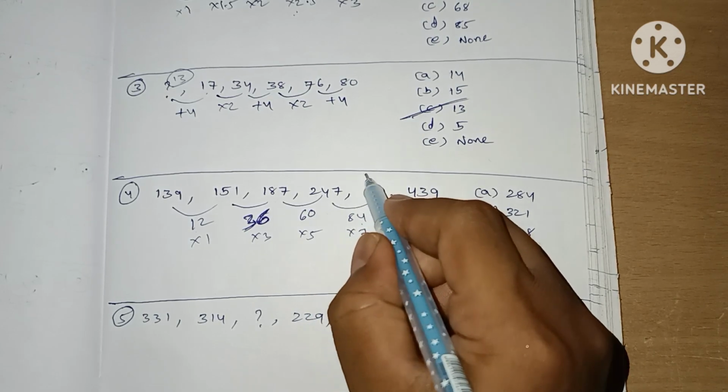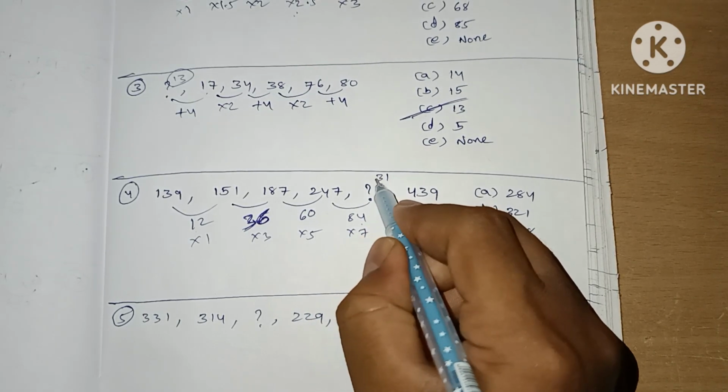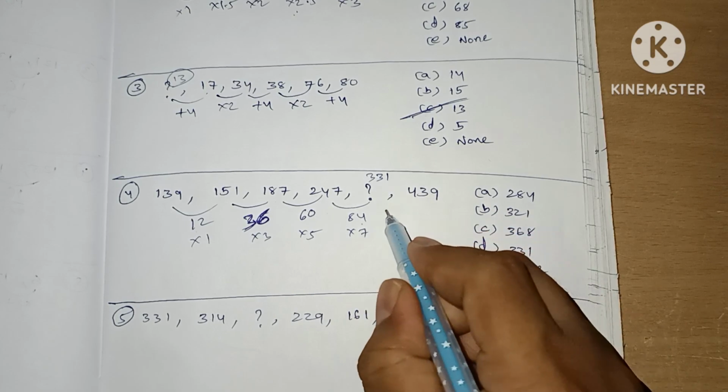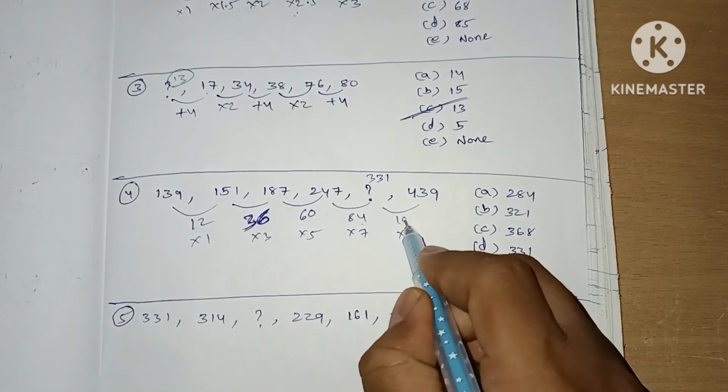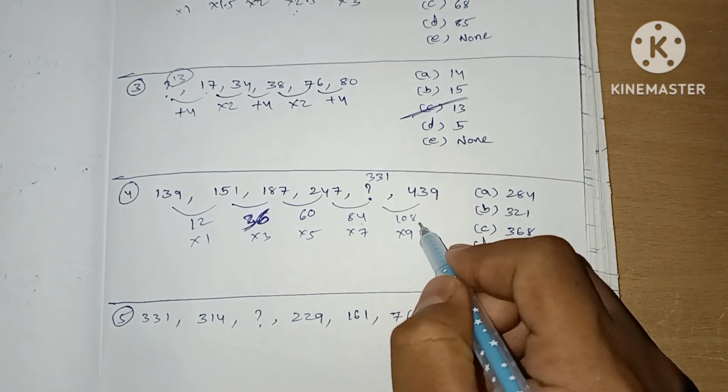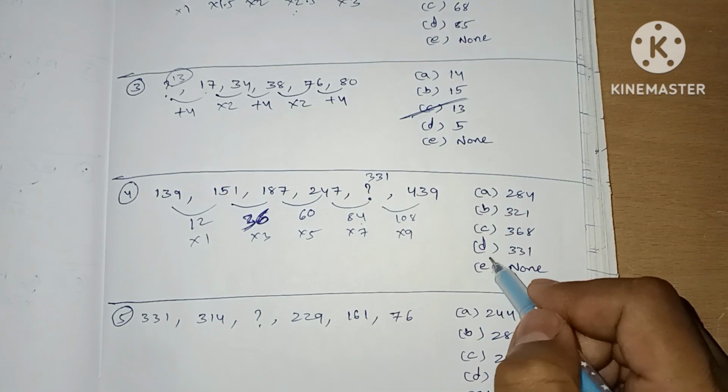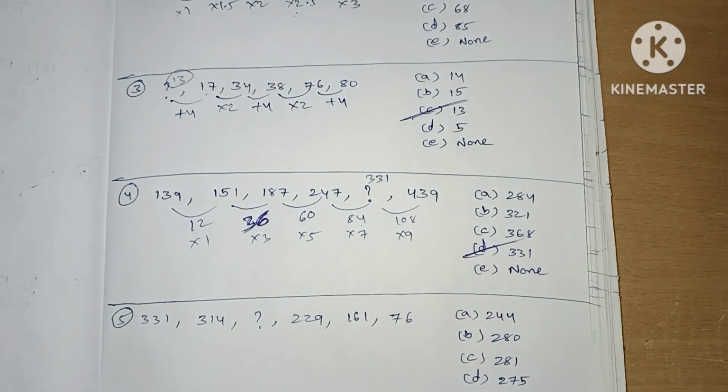247 plus 84 will be 331. Next one must be 12 9 times, 108. 331 plus 108 will be 439. So our answer will be 331. Option D is our answer.